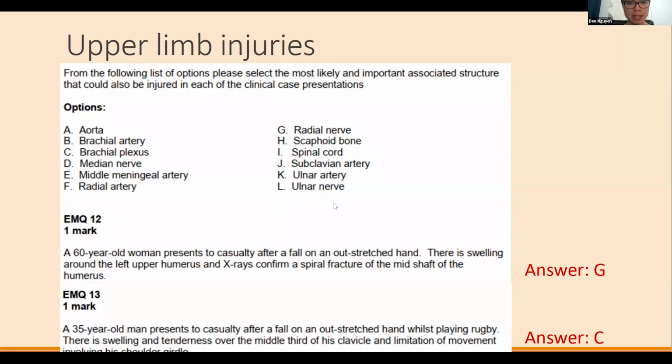And 13, so I think the main structure around that area would be the brachial plexus that you'd be concerned about. I guess the arteries would be a valid concern as well. But I think the brachial plexus is a bit larger, so it's more likely to be affected, I think, is what my reasoning was. Cool.